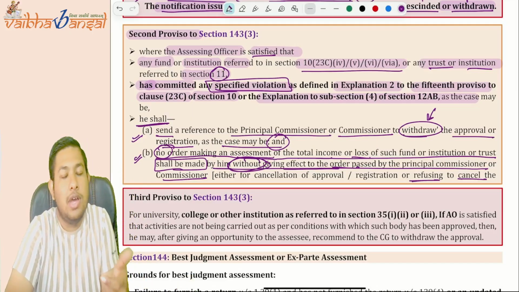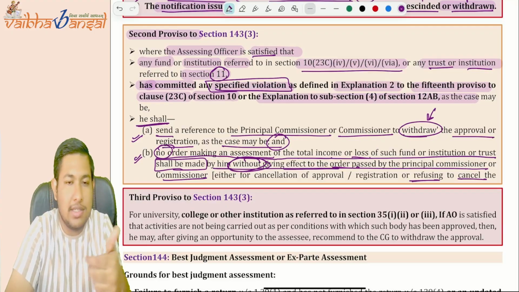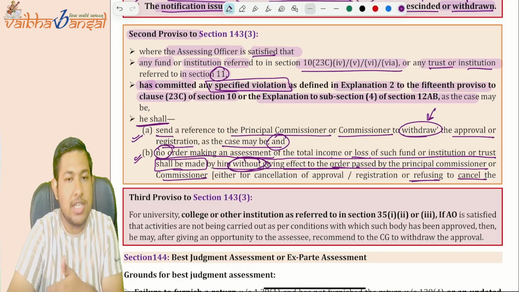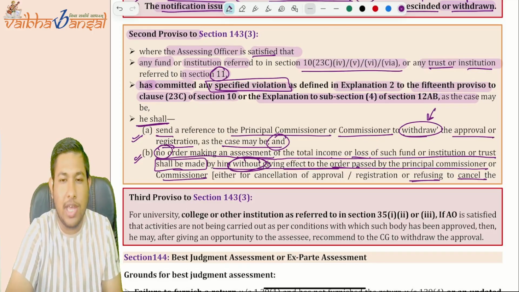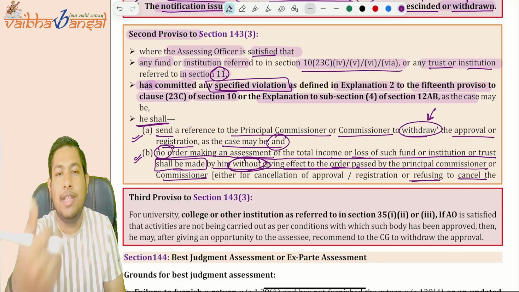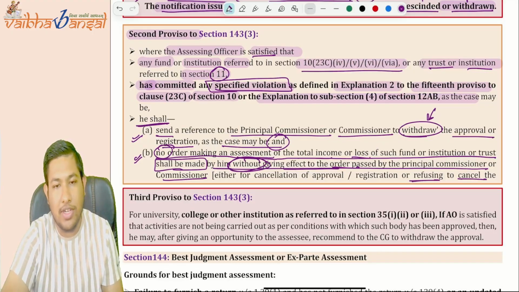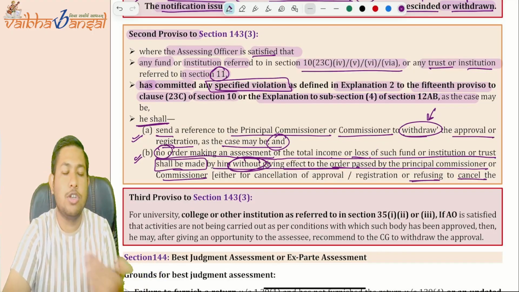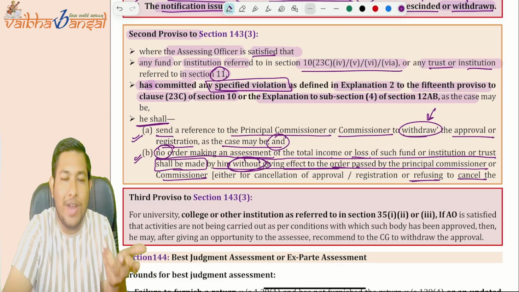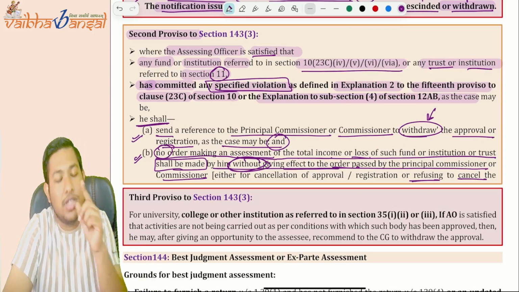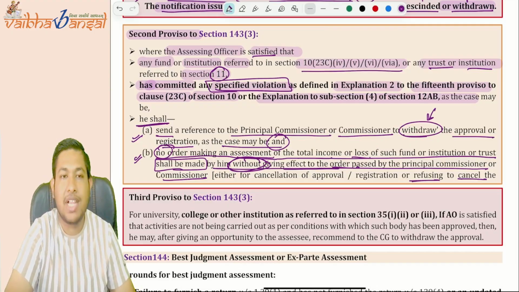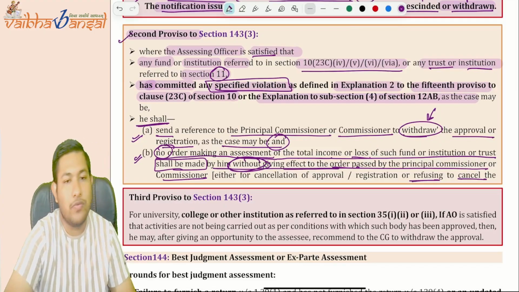Now what they can do is either approve the registration and say there is no violation, I am okay with it, or say that yes, there is a violation and I am going to withdraw the registration. If the registration is withdrawn, then the exemption will not be given in that particular case, so the assessing officer cannot give the exemption. But if the Principal Commissioner says that there is no specified violation, then in that case the assessing officer needs to give the exemption. Understood or not? This is what the second proviso is.